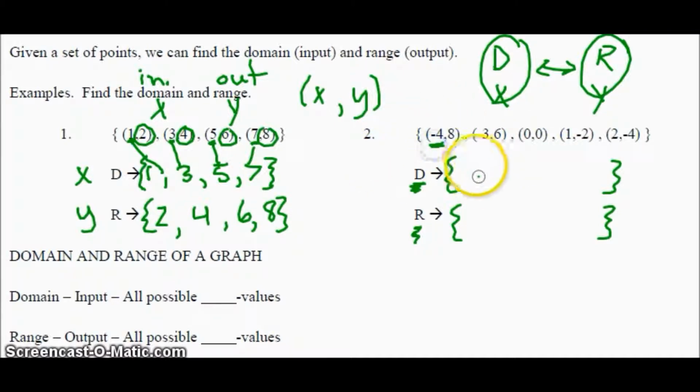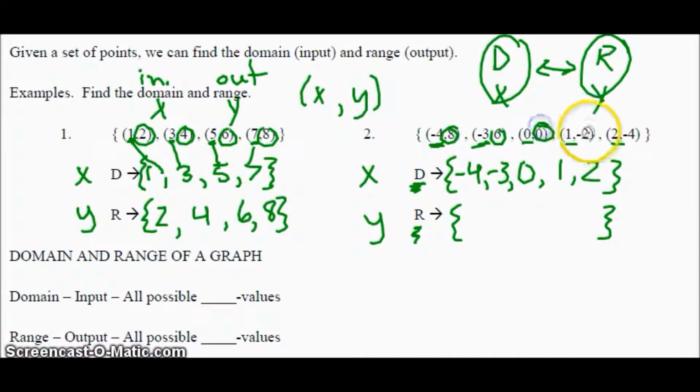So -4 is our first x value, so I'm just going to put -4 down here in our closed brackets. -3 is our next one. And we have 0, 1, and 2. Okay, this is written in set notation. Once again, this is the domain or just the x values. The range, again, the y values, is nothing but 8, 6, 0, -2, -4.